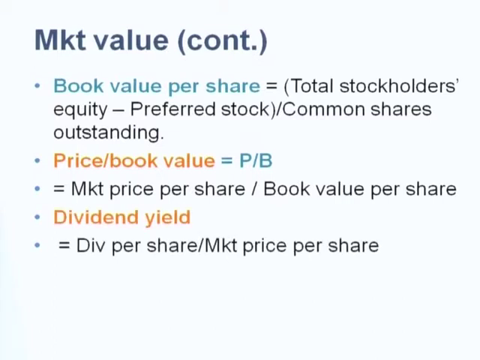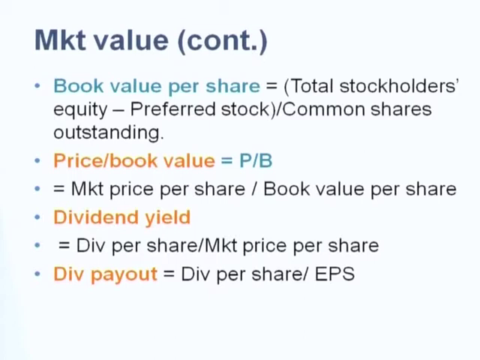Dividend yield: you take dividend per share divided by market price per share. So higher means you get more dividend per share. And dividend payout is not the same as dividend yield. Dividend payout is dividend per share divided by earnings per share.